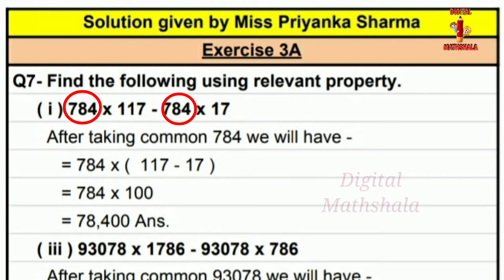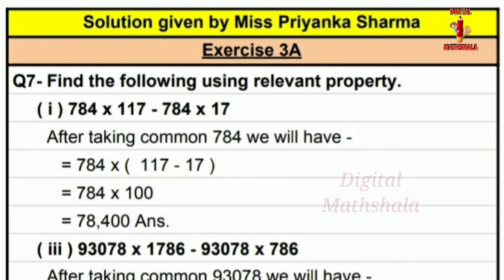So after taking 784 common, we will have 784 outside the bracket, multiply, bracket start, and then what will remain? 117 minus 17 will remain inside the bracket. Now after subtracting this, we will have 100. Then we multiply 100 with 784, and then the answer will come 78,400. That is the required answer.